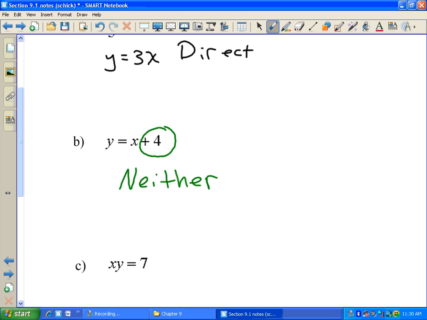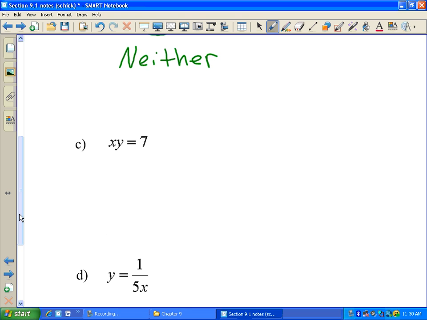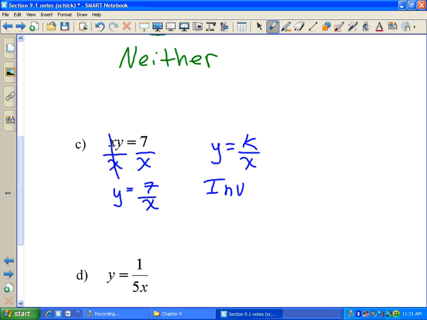Okay. Letter C, xy equals 7. I want to solve this for y to decide if it's direct or inverse. So I divide by x. I get y is equal to 7 divided by x. Hey, that matches y equals k divided by x. So this has to be inverse variation.